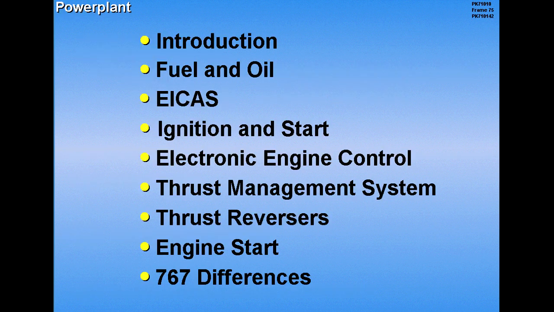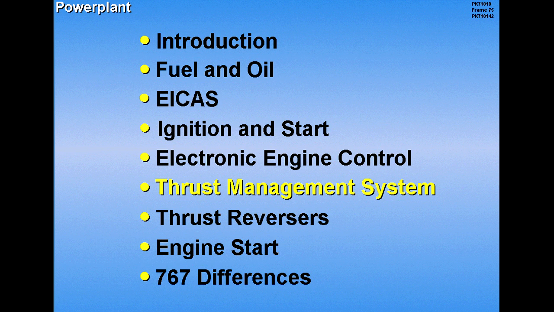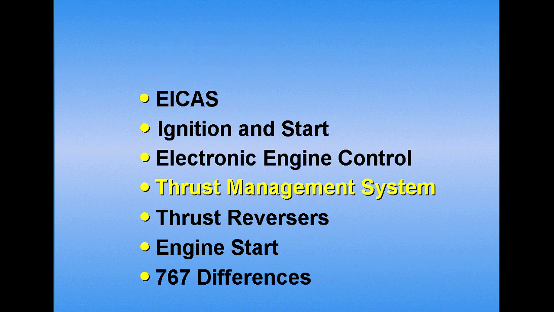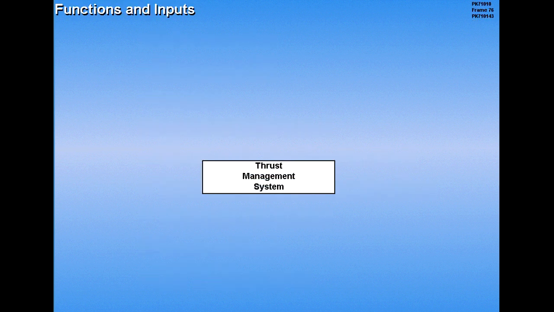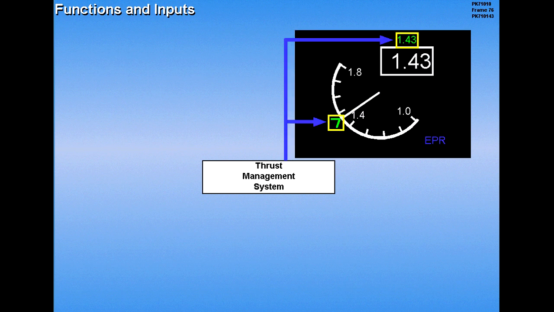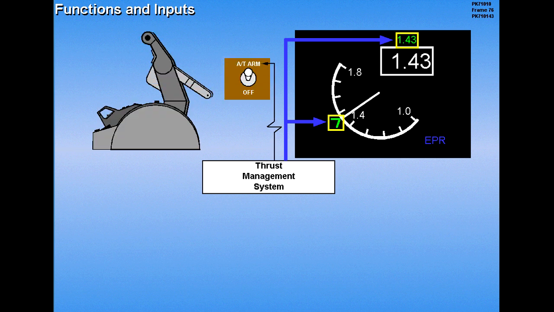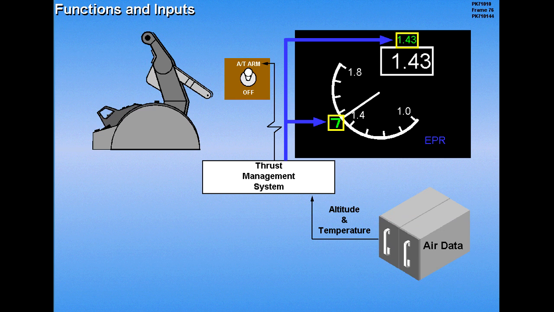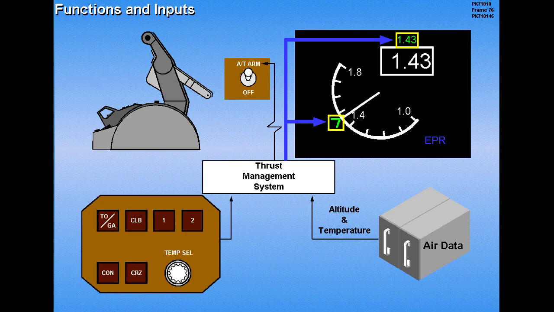Now let's discuss the thrust management system. The thrust management system computes a thrust reference limit for manually setting the throttles, or to control the auto throttles when engaged. Thrust management inputs include altitude and temperature data from air data computers, and the desired mode selected by the pilot or the flight management computer.